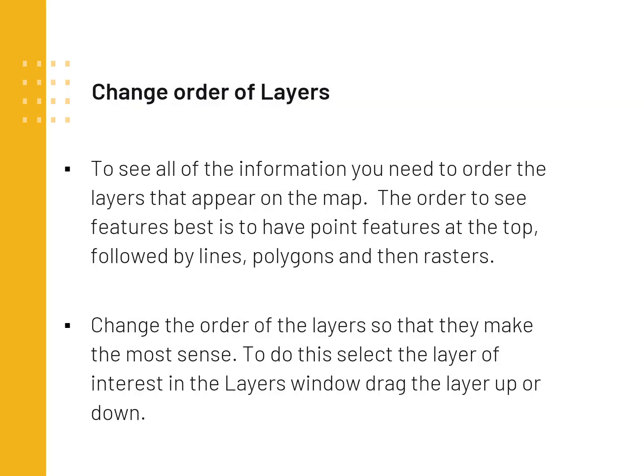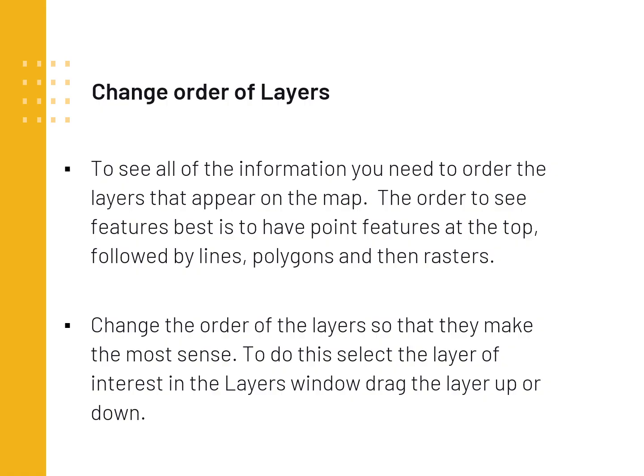Next, we're going to talk about changing the order of the layers. In order to see all of the information on your map properly, you need to adjust the order of the layers that appear on it. So the best way to do this is to show the point layers at the top, followed by the line layers, and then polygons. At the very bottom, if you have them, you should have raster files. Otherwise, the order that it appears in your list is how it's drawn on the map. So if you have your raster layer on top, you can't see any of the other data that's underneath it.